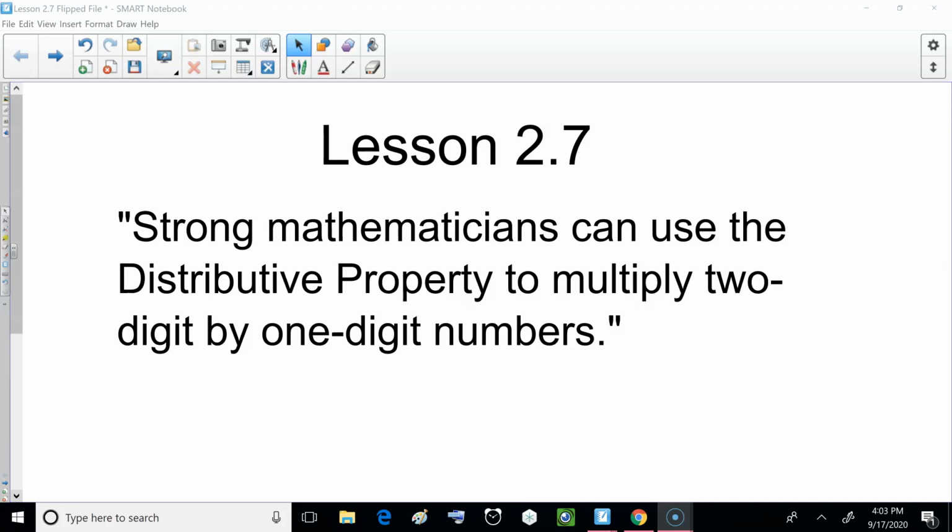Welcome class to lesson 2-7. Our goal today is that strong mathematicians can use the distributive property to multiply two-digit by one-digit numbers. So take out your notebook, your pencil, write today's date, and let's begin.